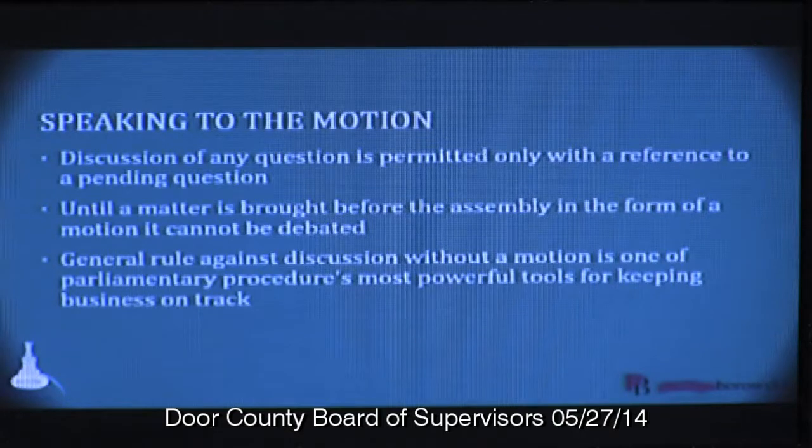Discussion of any question is permitted only with a reference to a pending question. Until the matter is brought before the assembly in the form of a motion, it cannot be debated. The general rule against discussion without a motion is one of parliamentary procedure's most powerful tools for keeping business on track. Again, you have a motion, we're debating it, it makes your meetings more efficient, more effective, more productive.